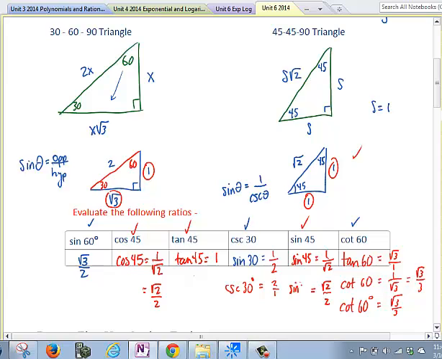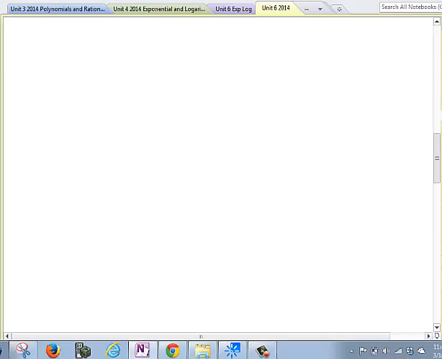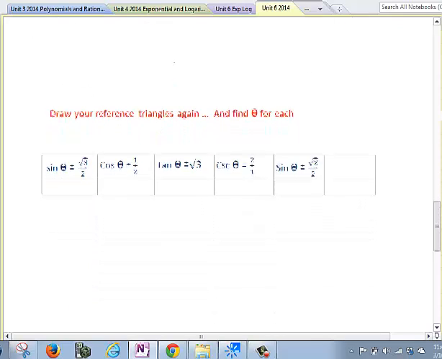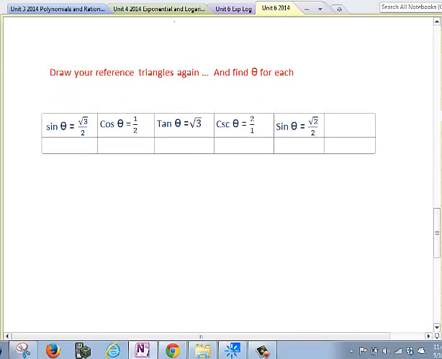So now we move along to our second objective. What if I gave you the ratio and asked you what angle would give you the ratio? So let's just speed ahead here to those types of questions. These questions are phrased like this: if you're given a ratio and you say the sine of theta equals root 3 over 2, can you find theta?